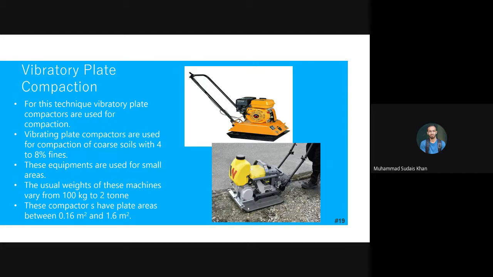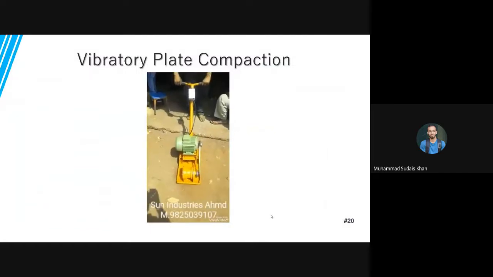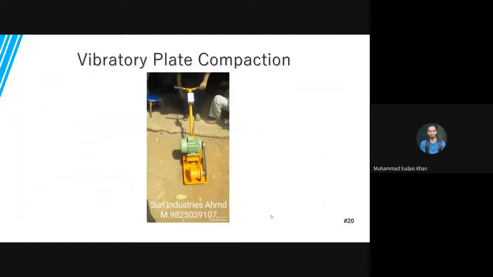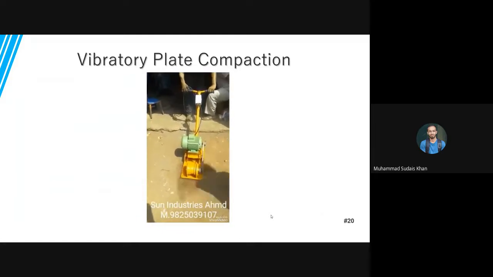These equipments are used in small areas, the same as that of rammers. Then we have the usual weights of these machines, which can vary from 100 kg to 2 tons. So it is quite heavy. These compactors have plate areas between 0.16 to 16 meters square. Next. Okay, so here again we can see the process of vibratory plate compaction. Next.